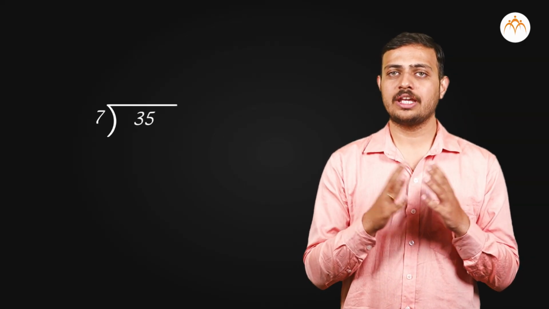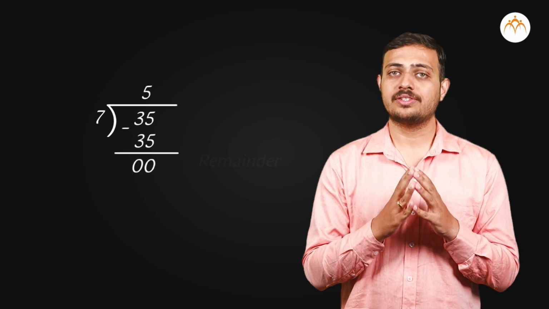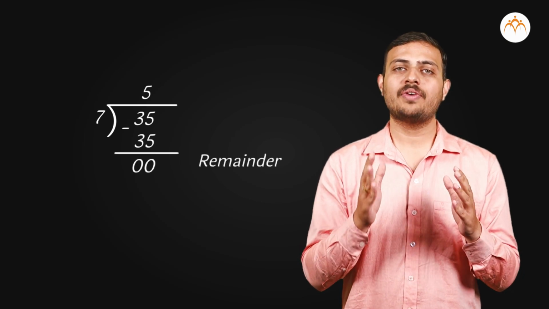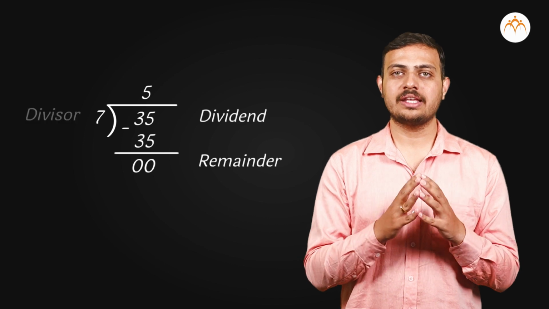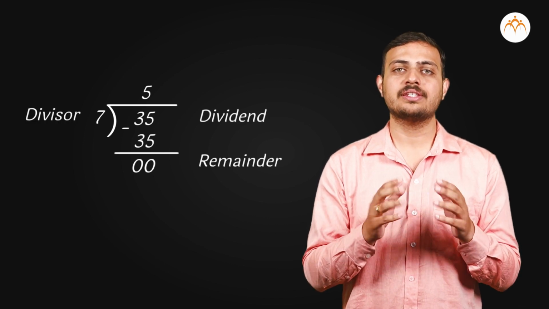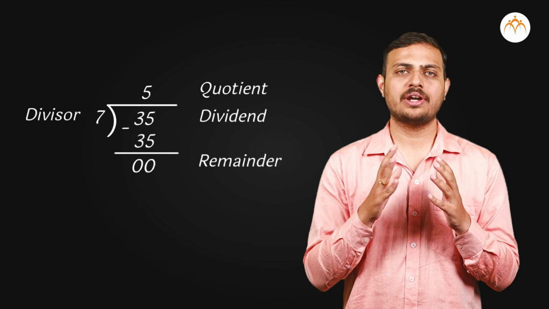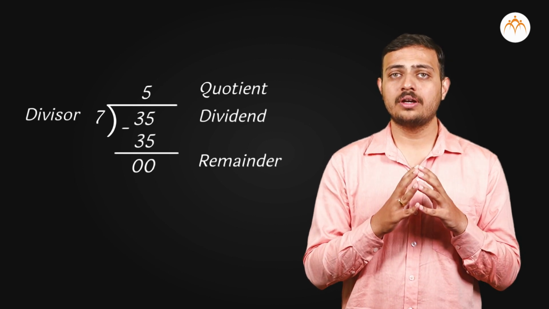In the division, 35 divided by 7 equal to 5, the remainder is 0. Therefore, 35 is the dividend, 7 is the divisor, and 5 is the quotient. We have already learned this. We have also learned certain divisibility tests.